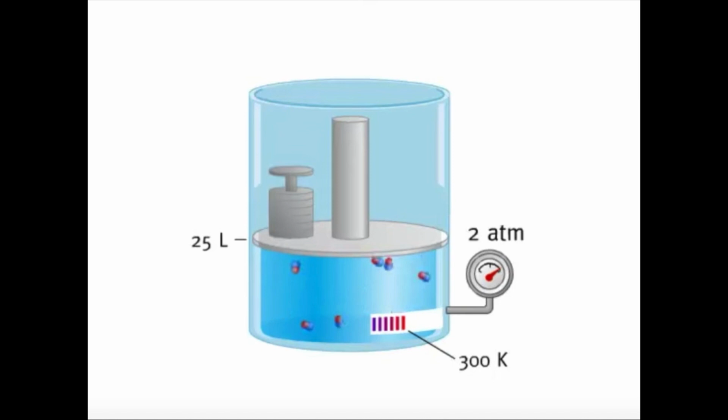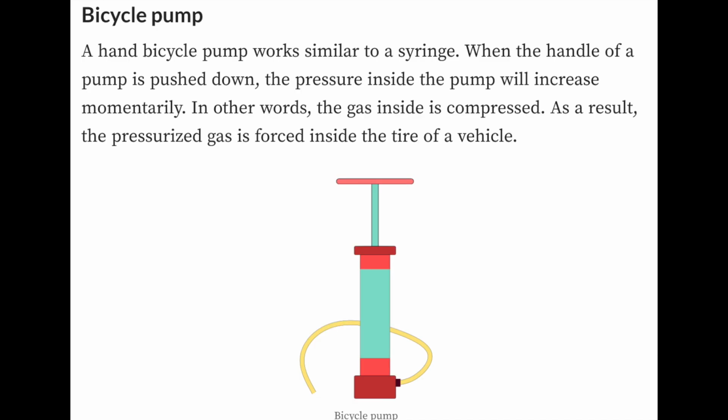Now, Boyle's law has a lot of real life applications, but here's one to look at. Here's a bicycle pump. It works similar to a syringe. When the handle of the pump is pushed down, the pressure inside the pump will increase. In other words, the gas inside is compressed and the pressurized gas is forced inside of the tire of the vehicle.